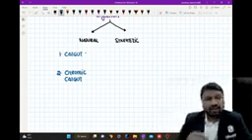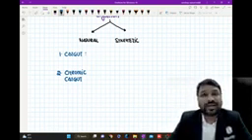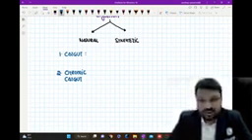Now, when we say catgut suture material, one of the most basic questions they ask you is where it is derived from. I will take a quick feedback if you can tell me from where it is derived.